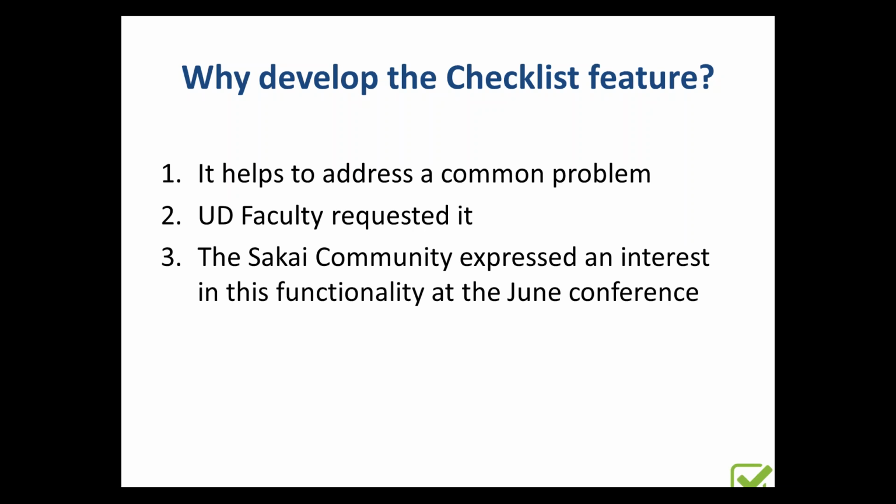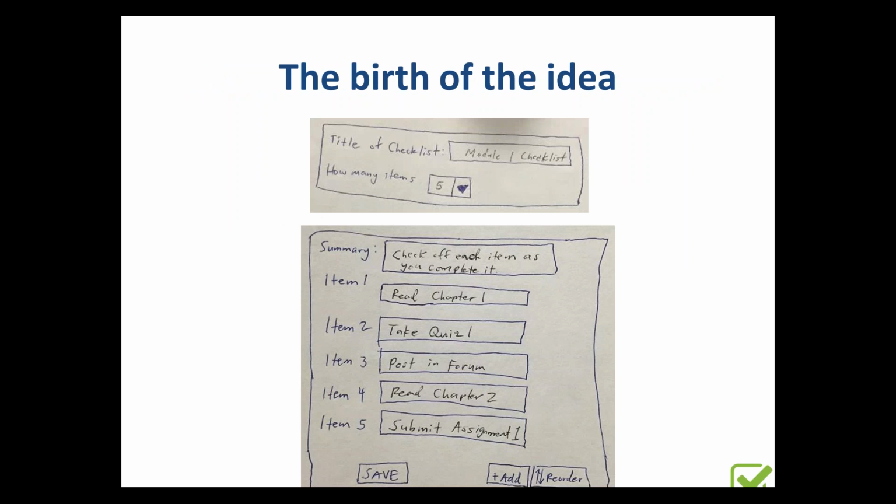And also at the June Sakai conference, this was something I heard others talking about as something they might want. So we said, okay, let's put it on our development roadmap and see if we can tackle that. When we came back from the June conference, it was just a matter of let's draw this out. You'll see these janky pictures here of the initial inception. What would it look like for someone to add a checklist to the lessons tool?